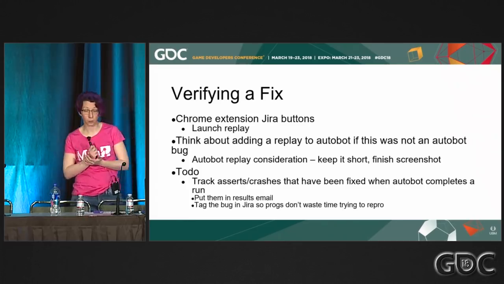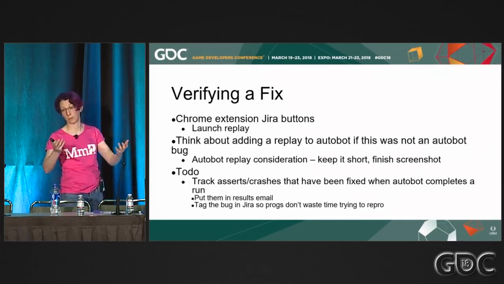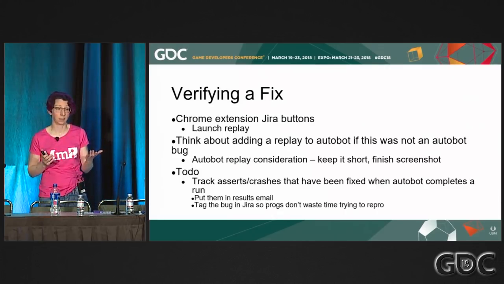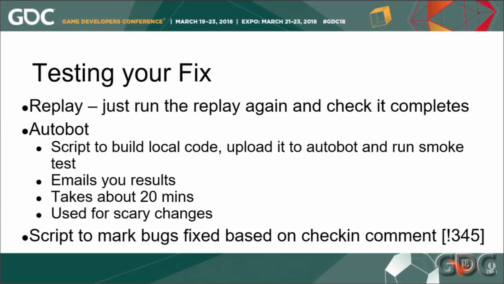I would also like to track stuff that gets fixed by Autobot, because if Autobot has reported a bug, and QA have pre-filled that bug in, Autobot can also detect that that bug has been fixed, and it can add a comment onto the Jira bug, so that when a programmer goes to fix it, they can see that it's already been fixed. But I haven't done that yet. Must do that, maybe next week.